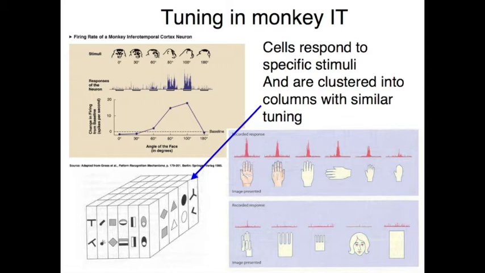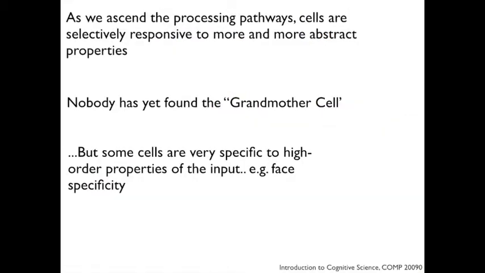Because as we've moved away from the sensory periphery, the activity that we see in the brain is more intimately connected with knowing. As we go up these various processing pathways, we find cells that respond selectively to more and more abstract properties. Now, I already slipped into the bad language of saying that the cell was recognizing or the cell was seeing. We shouldn't do that.